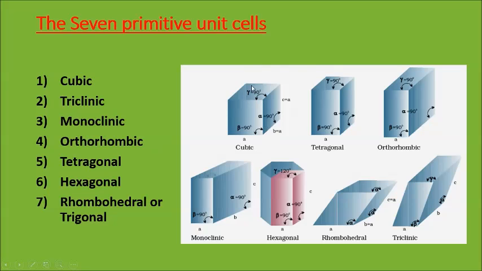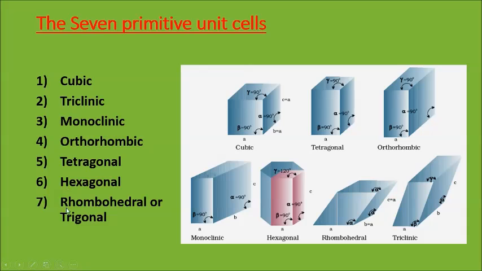Now this one is what? Cubic unit cell. Tetragonal we can name. Then orthorhombic, monoclinic, hexagonal, rhombohedral, and the last one is triclinic. So these are the 7 primitive unit cells, and we can remember the names with a short form, that is CUTE MOTHR. Just remember this one, CUT, cute.